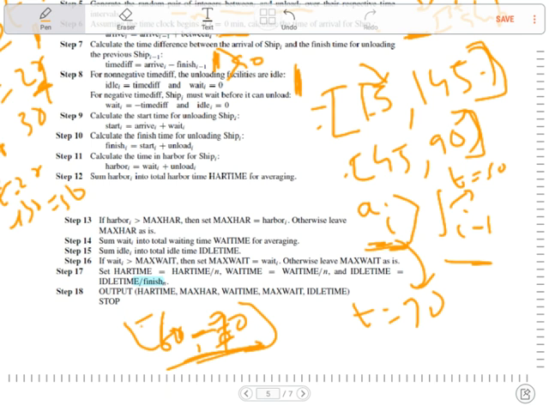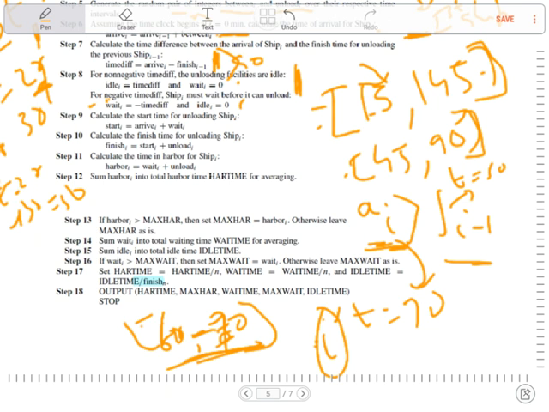Now calculate the start time for unloading ship i. So it will start only when ship i minus 1 has stopped. That means, say suppose at t equals arrive(i) it is arriving, and then it has to wait for some time, so wait(i). So if I add these two up, say for t1 it has arrived, but it has to wait for time t2. So t equals t1 plus t2 is the time when it will start unloading. So that means arrive(i) plus wait(i). And then the finish time for unloading ship i is start(i), when it has started, plus the amount of time taken for unloading. So start(i) plus unload(i) will give you finish(i).